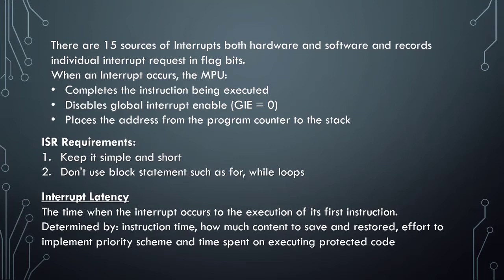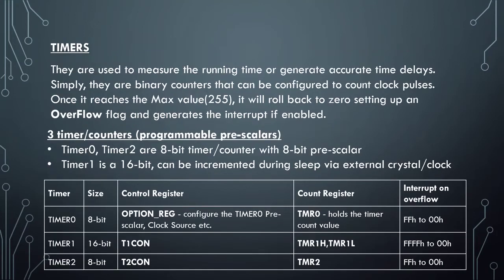So let's dive deeper into some of the interrupt terminologies. Interrupt latency refers to the time period from when the interrupt occurs until the execution of its first instruction. This can be determined by the instruction time, how much context needs to be saved and restored, the effort to implement the priority scheme, and also the time spent on executing the protected code.